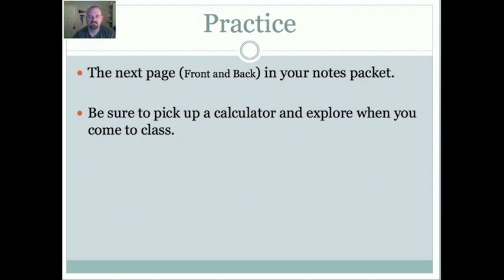Finally, before you come to class, make sure that you've looked over the next page of your packet, the front and the back. Shouldn't take you too long, but go through and answer those questions, kind of refine some of your definitions and refine some of what you've learned. And also, when you do get to class, pick up a calculator, plug some of these equations in, explore, look at it, make sure that you can do it. Make sure you can go to the table and you can kind of follow it that way, because it's one thing to see it on the screen like this, but it's a lot more valuable to you if you can go and learn how to do it.